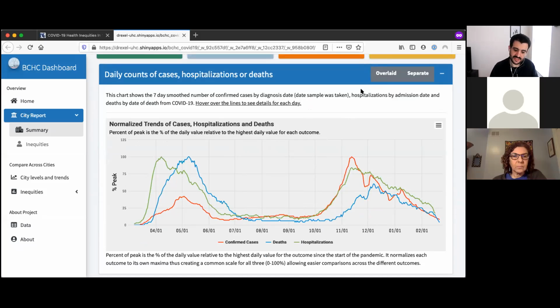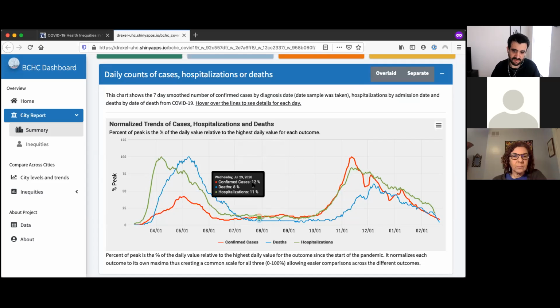We present this in two different ways. The first one is the normalized trends, in which we acknowledge that the evolution of the epidemic has been very dynamic by city. There are cities that were more affected in March, April, and May, cities that were more affected in the summer, and cities that were more affected in the fall. And in this case, what we show is trends normalized to the peak in each of the cities.